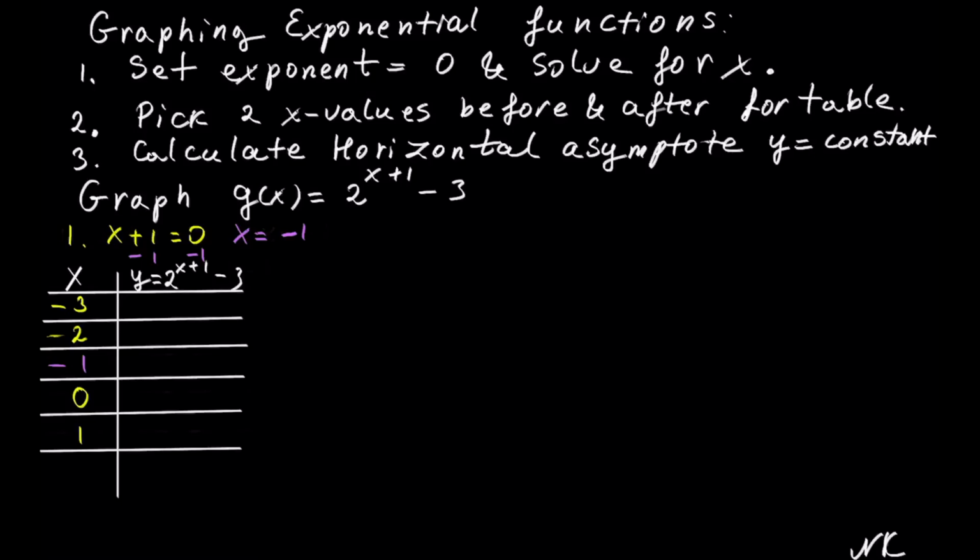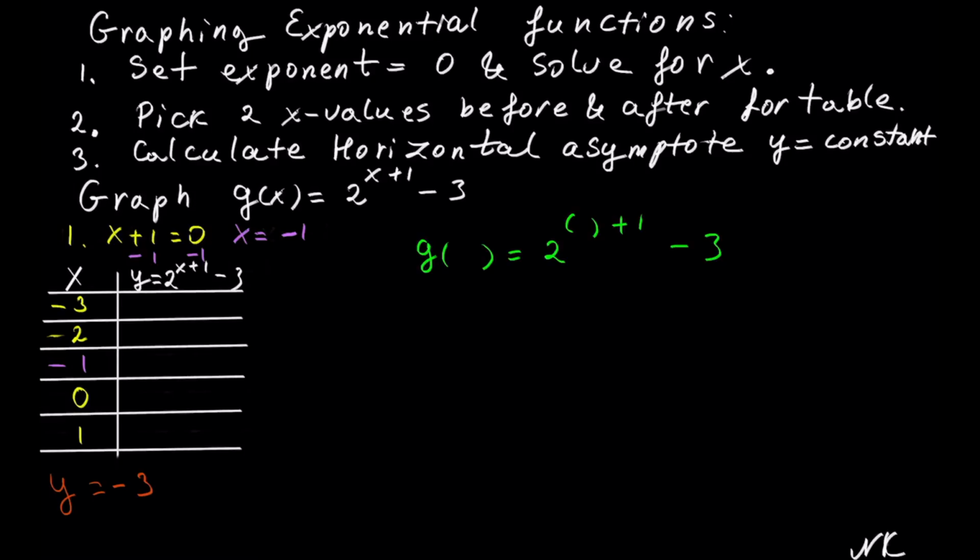Now we just need to calculate the horizontal asymptote, which is y equals the constant of the function. We have g of x is equal to 2 to the x plus 1 minus 3. -3 is the constant in this function, so y equals -3 is our horizontal asymptote. On this step we can calculate y values by plugging x values into g of x is equal to 2 to the x plus 1 minus 3.